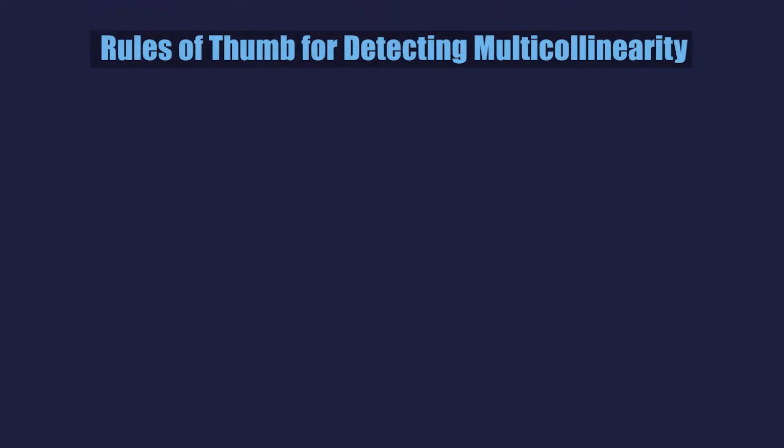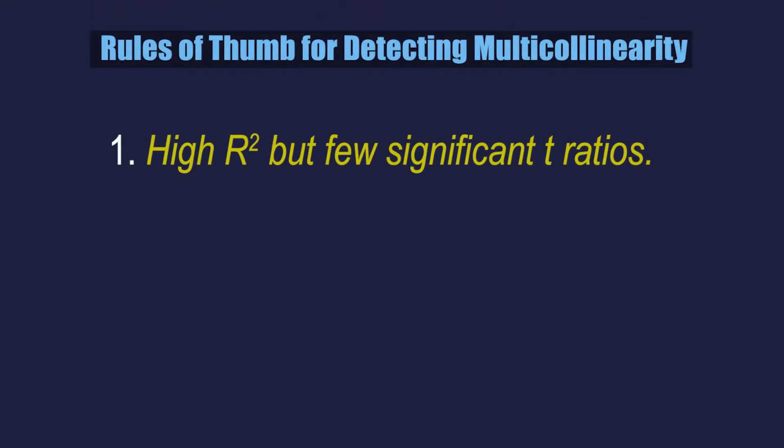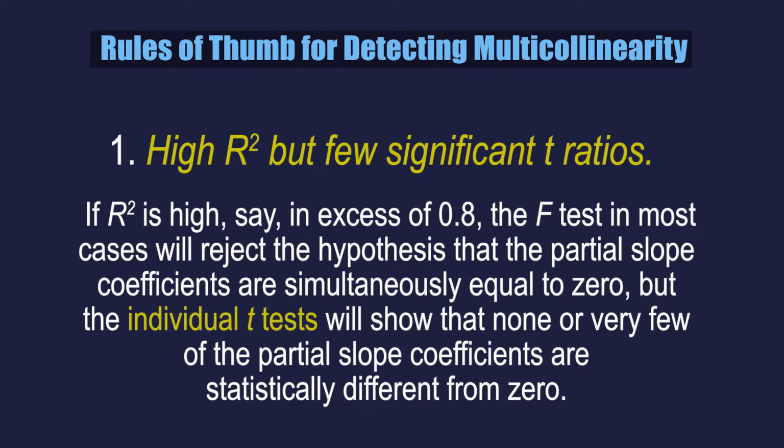So this calls for some rules of thumb for detecting the problem of multicollinearity. The first rule of thumb for detecting the problem is a high R square but very few significant t ratios. In a multiple regression model, we generally work with 5 to 6 independent variables. And among these 5 to 6 independent variables, we observe that only 1 or 2 variables are significant and the others are all insignificant, but capital R square is very high.